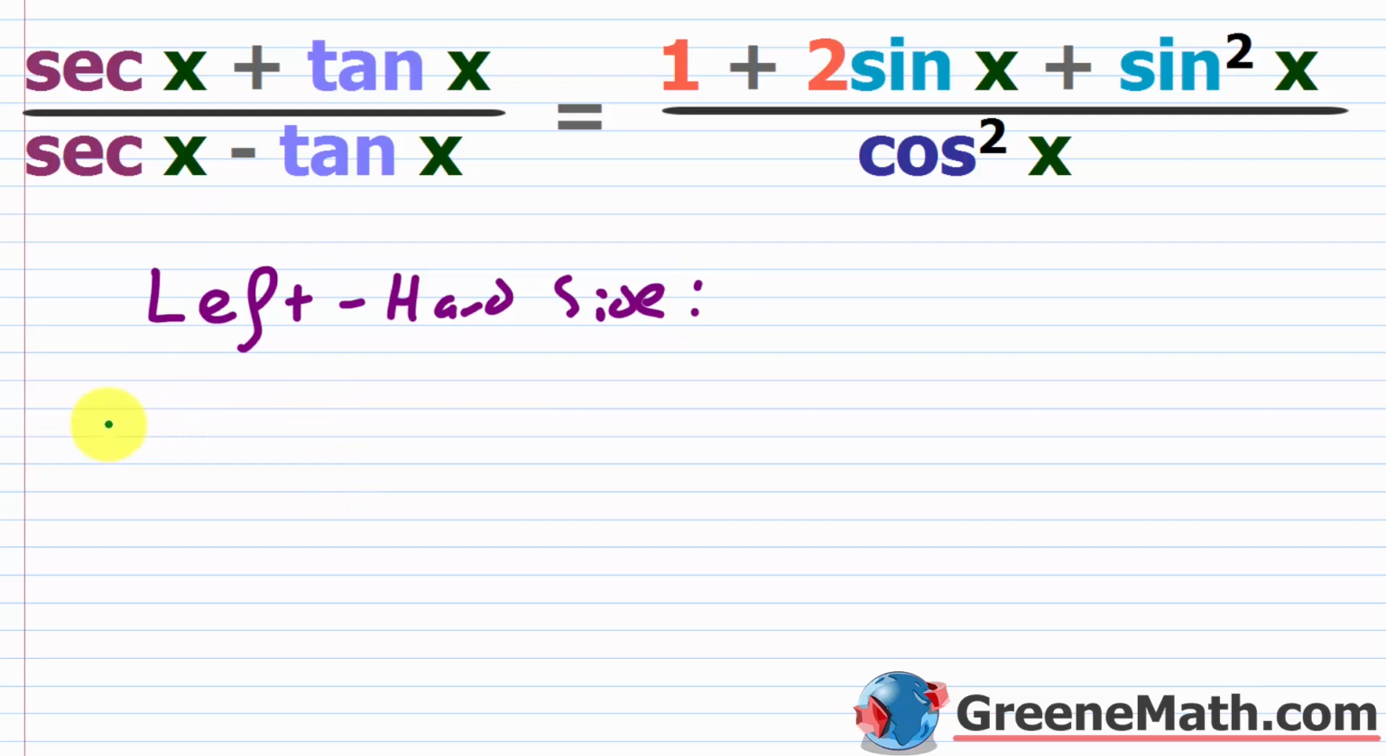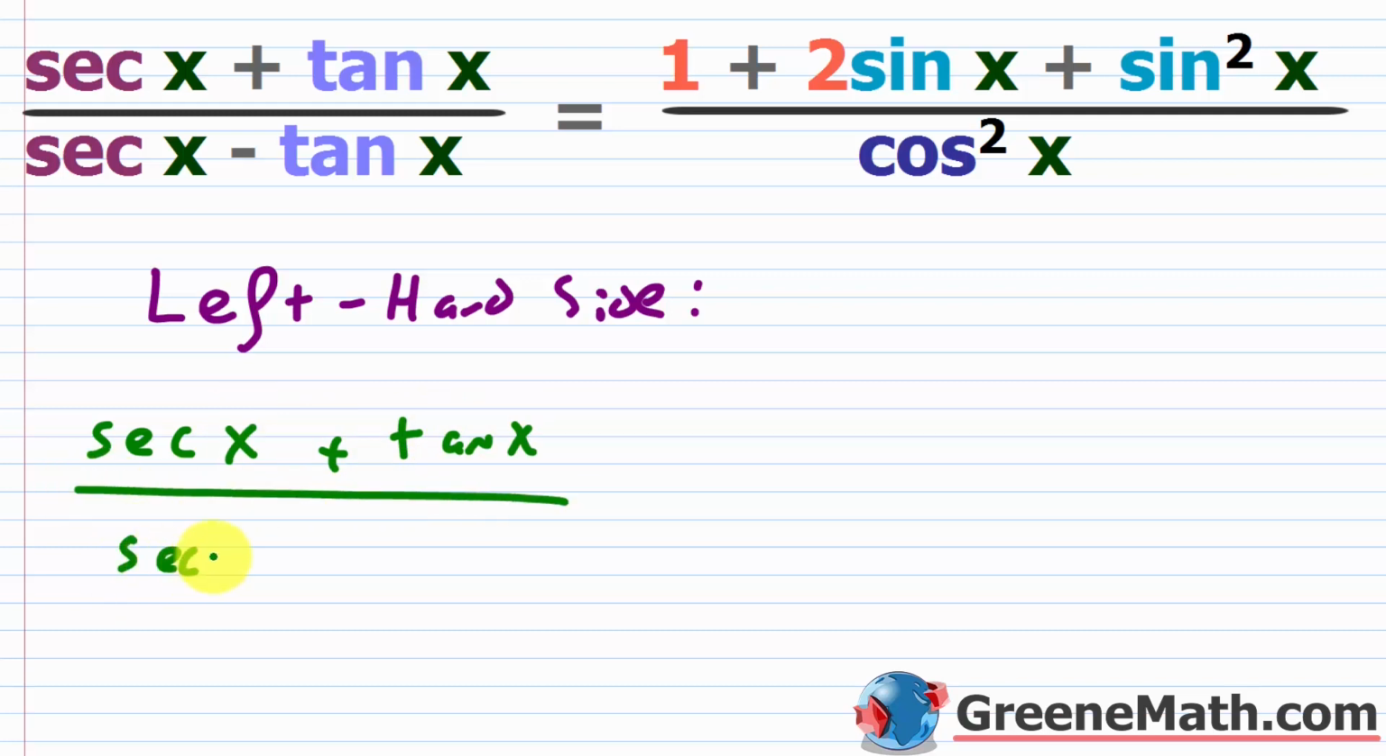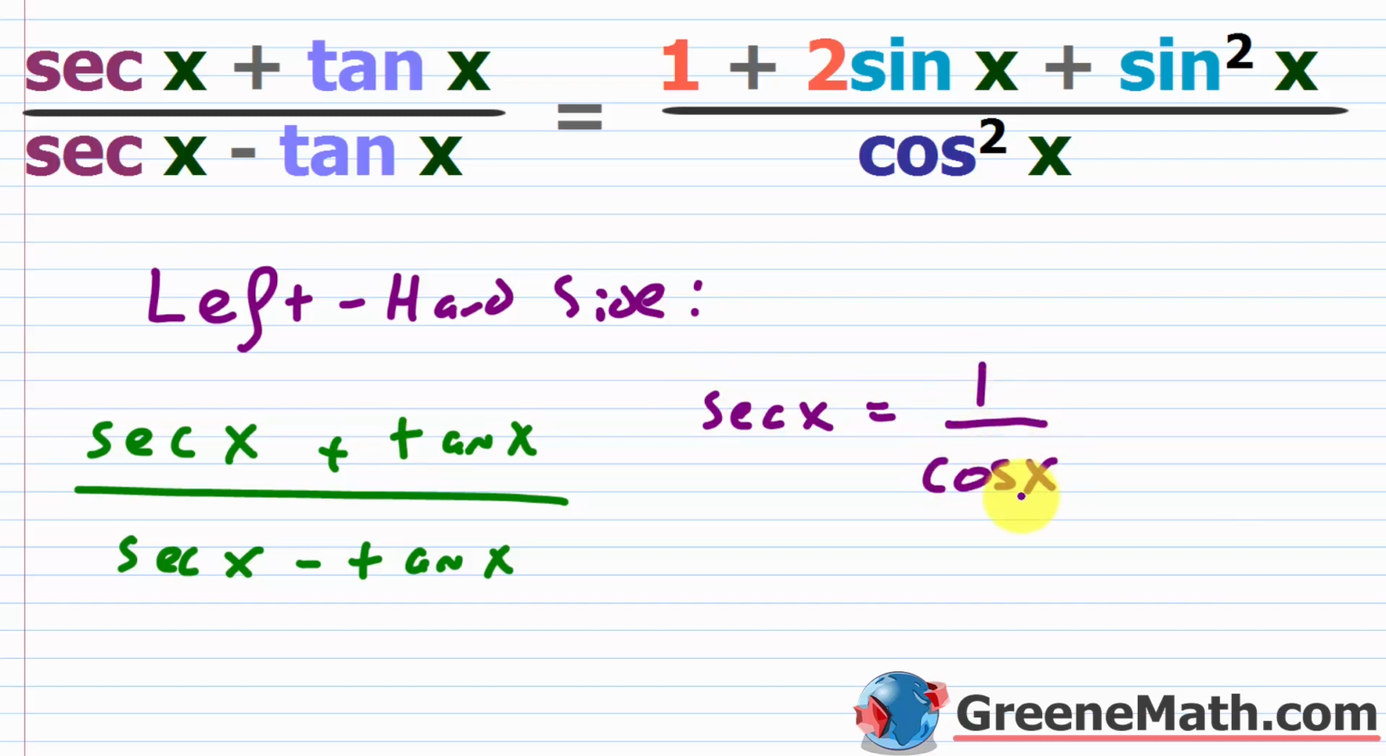And I'm going to first copy the left-hand side. So I have the secant of x plus the tangent of x over the secant of x minus the tangent of x. Now, lots of ways to do this. I'm going to go through one that is probably not obvious if you haven't worked a lot of these problems. Remember, the secant of x, by definition, is equal to 1 over the cosine of x, okay? So if I multiplied this secant of x, which is 1 over the cosine of x, times the cosine of x, I would get 1, okay?